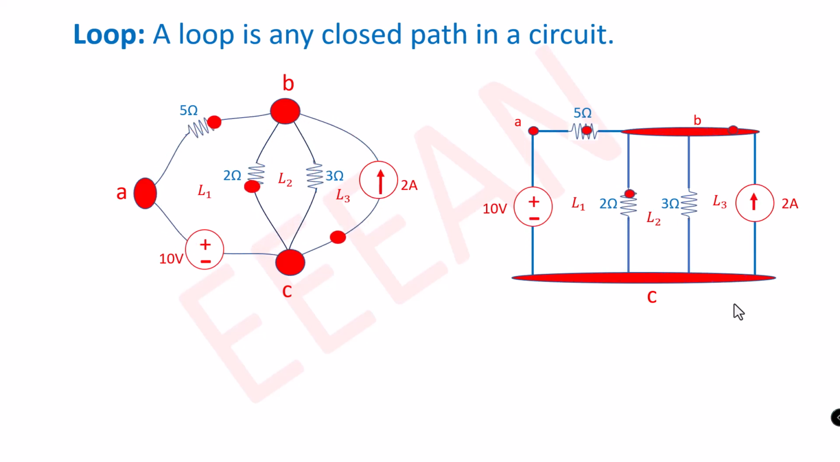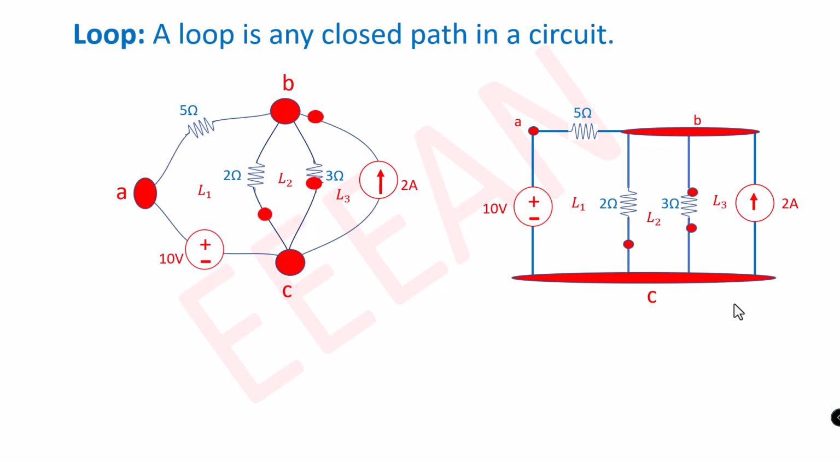Since there is no independent element, that's why loop 2 is not an independent loop. But loop L3 is an independent loop because the 2 ampere resistance is an independent element which contributes only to loop 3.